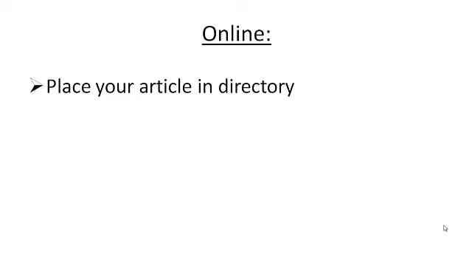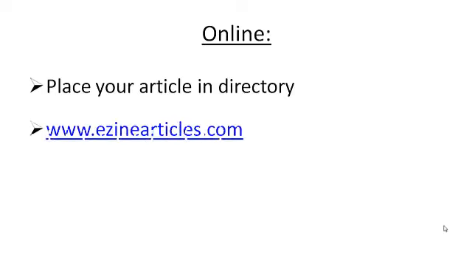Moving on to the online aspects, by far and away the most effective way of getting your article read and therefore getting the actions contained within the article followed up is to place your article in an online directory. Now, we give several examples of these in our workbook, but the one that we would recommend you start with is the one here, easyinarticles.com. It's really well organized, it's very well ranked by Google, and it's got a great search facility, so if people are looking for your particular article, they're highly likely to find it.